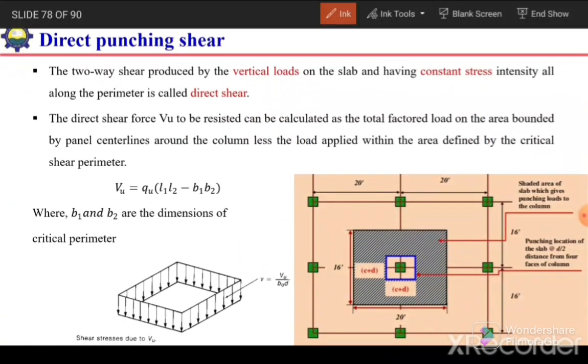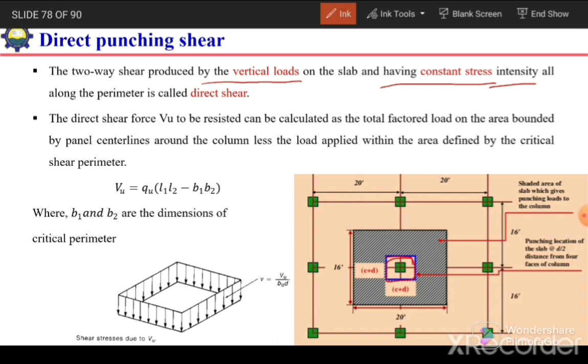So there are two types of punching shear. One is direct shear and the other one is indirect or eccentric shear. So direct shear is a shear which is produced by the vertical loads, and having constant value or constant intensity. So its value will be constant all along the perimeter or all along the critical section. So it is termed as direct shear.